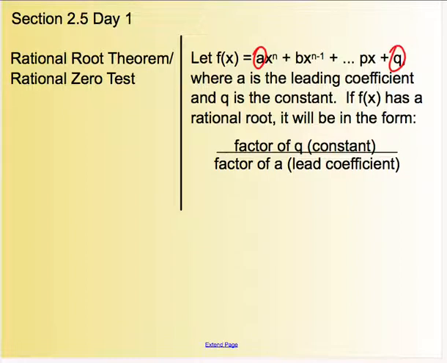If f of x has a rational root. Now let's make sure we understand what the word rational means. Rational numbers are all integers, all decimals that terminate or repeat, meaning they could be rewritten as a fraction, an integer over an integer. This is not helpful if the function has a radical or irrational root or an imaginary root. This will only tell us if it has a rational root. If it does, it will be in the form of a factor of q, the constant, over a factor of a, the leading coefficient. So let's see how to apply this.